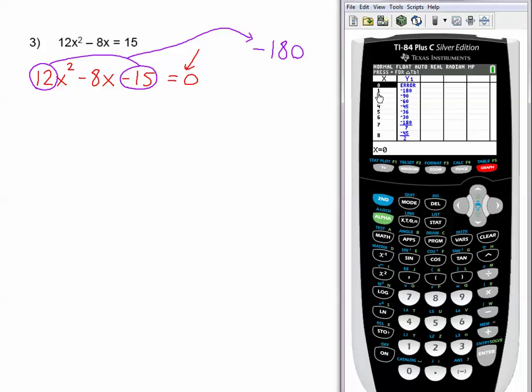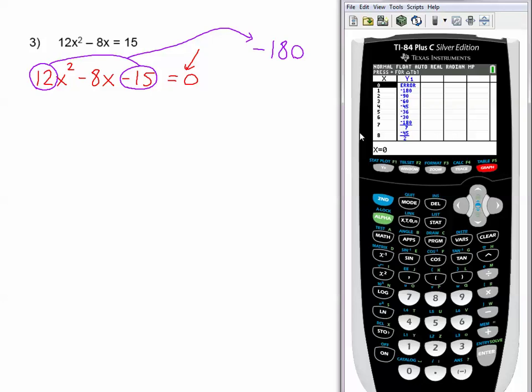But after that, we get 1 times negative 180, 2 times negative 90, 3 times negative 60. The first number that does not go in evenly is 7 because I see a fraction after that. And 8 doesn't go in evenly either. But all the numbers that are not fractions will be factors.